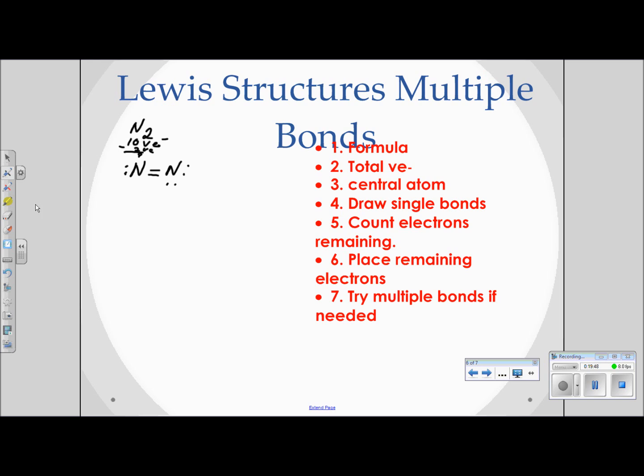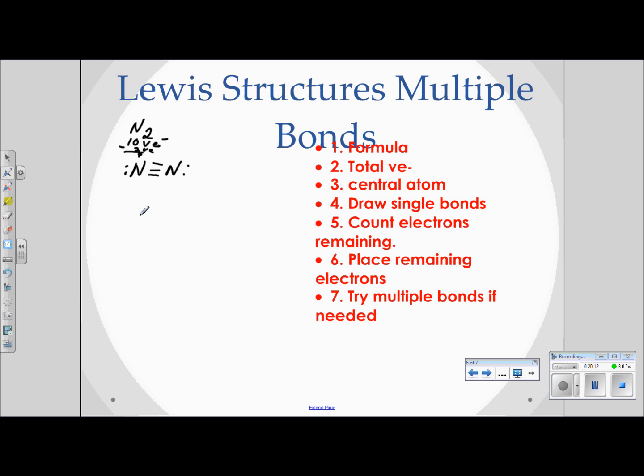So this guy on the right is going to say, hey, I'm a nice guy, so I'm going to share 2. And now we're going to go ahead and place this pair of electrons here. And this is what we call a triple bond. And this molecule N2 is correct. It is our Lewis structure for nitrogen.